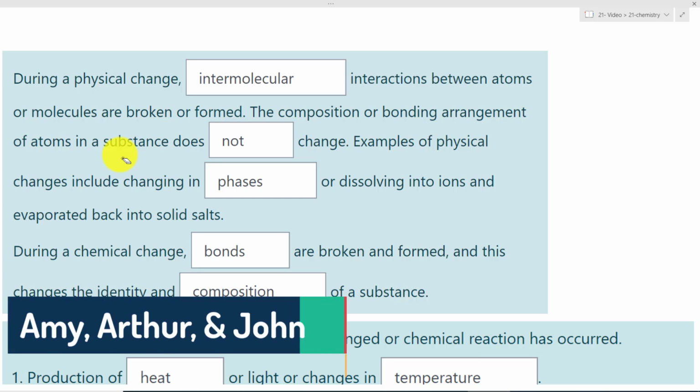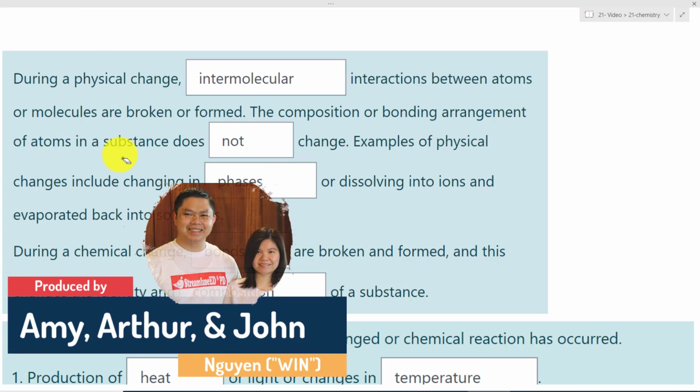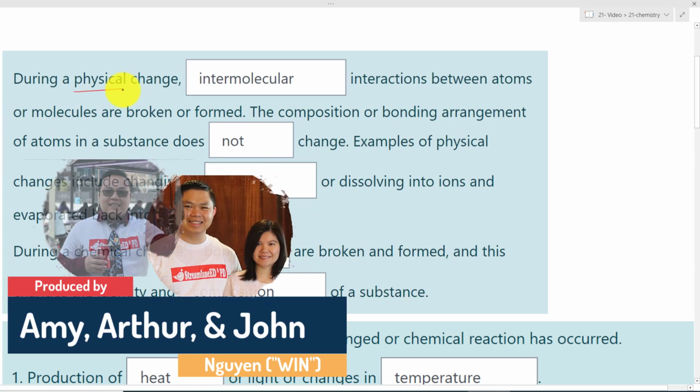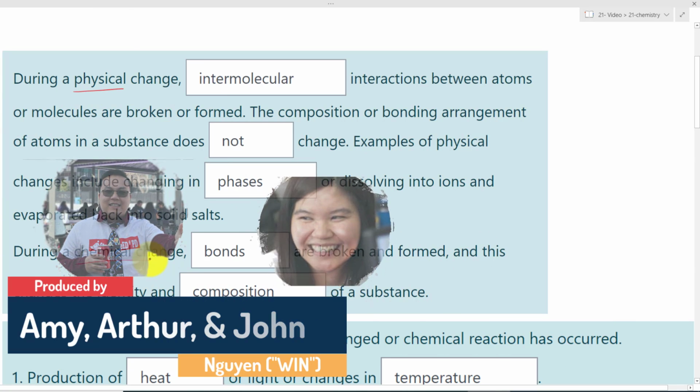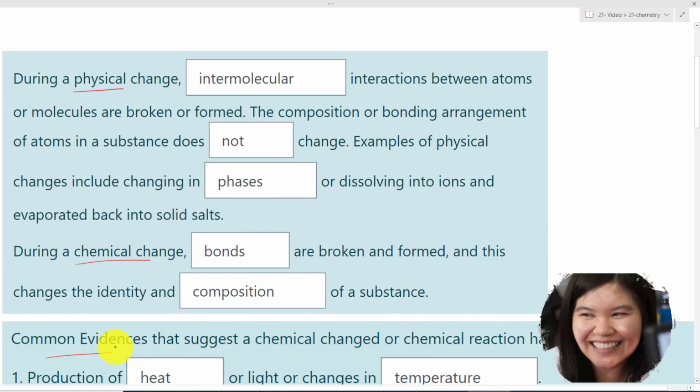Welcome back to another exciting chemistry lesson. In this lesson, we are going to look at physical change and chemical change, and then we are going to look at evidence of chemical changes.